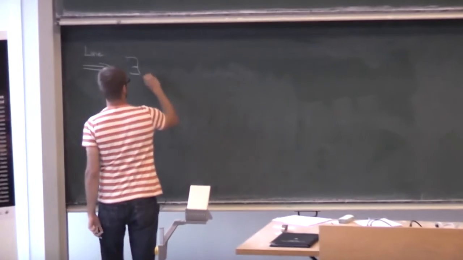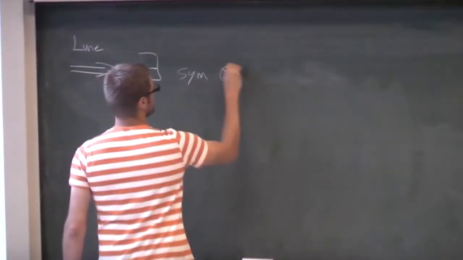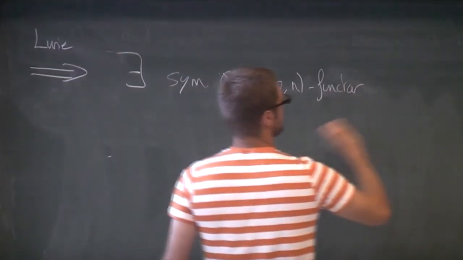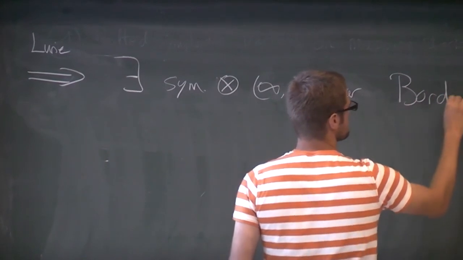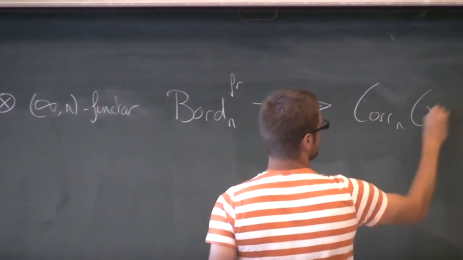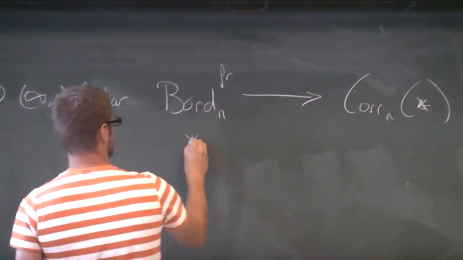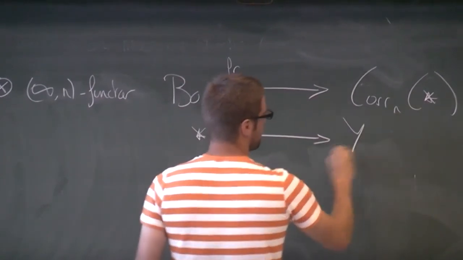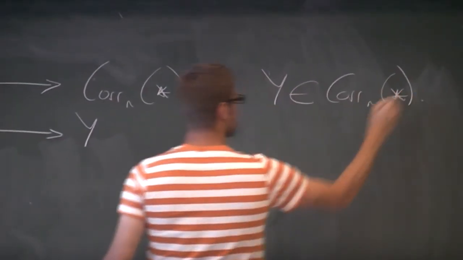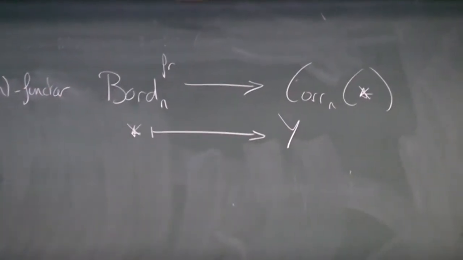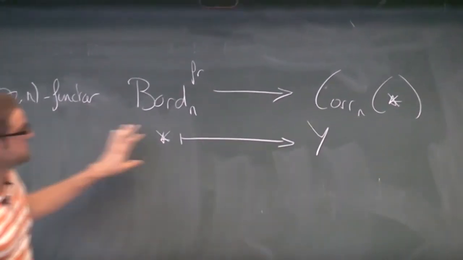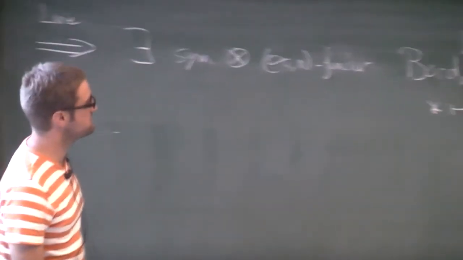So there exists a symmetric monoidal infinity-n functor from the bordism category to Corr n of the point, which sends the point here to Y, where Y can be any object in Corr n. So any object of this kind of nice category of higher correspondences gives rise to a TFT. So what is this bordism category?